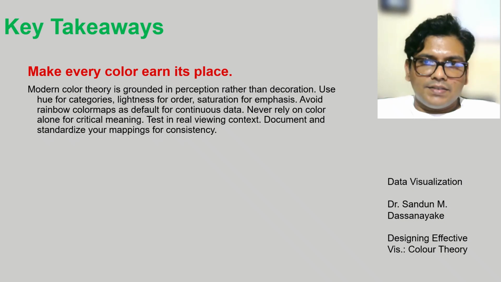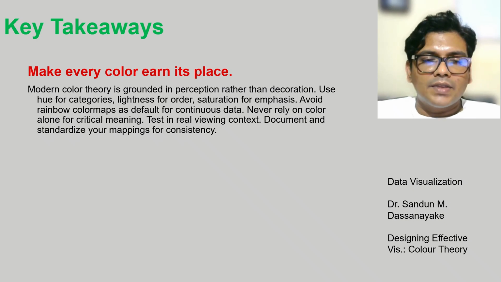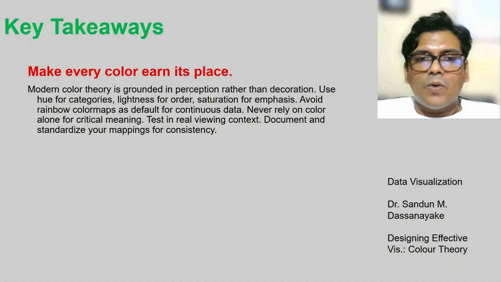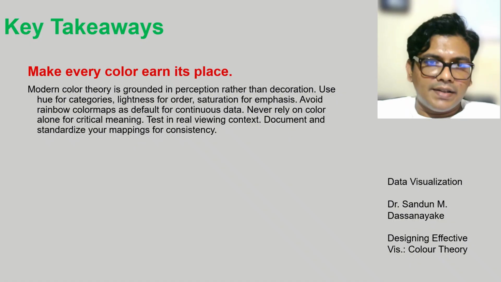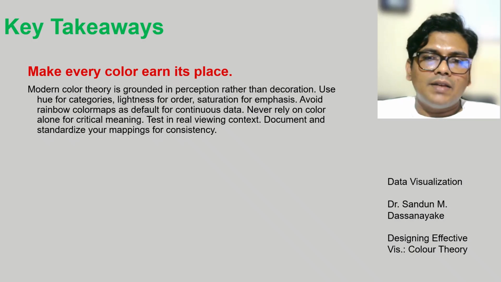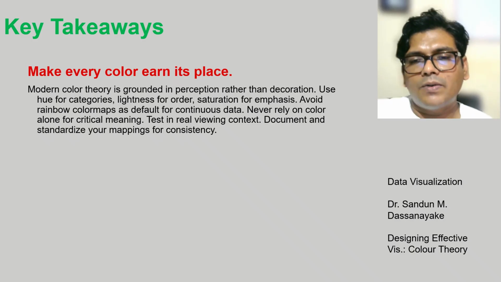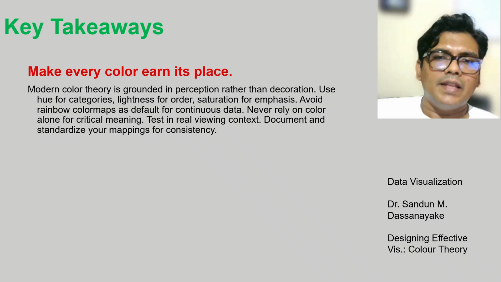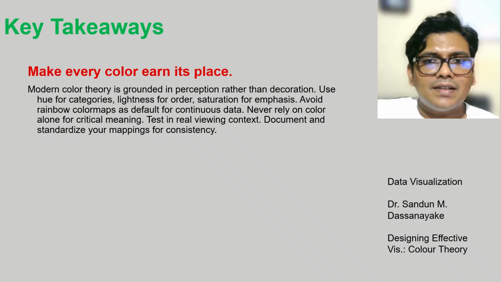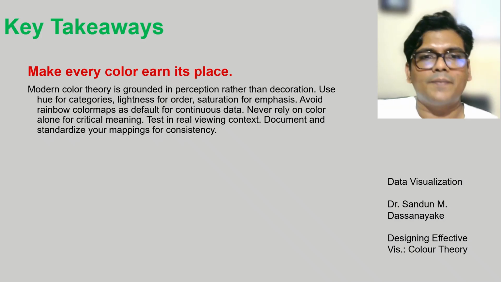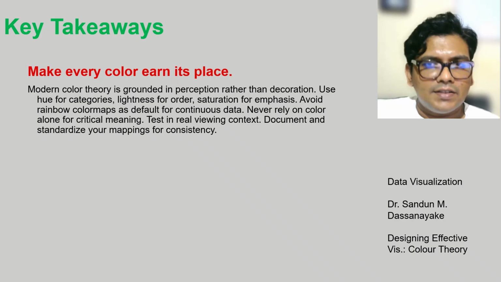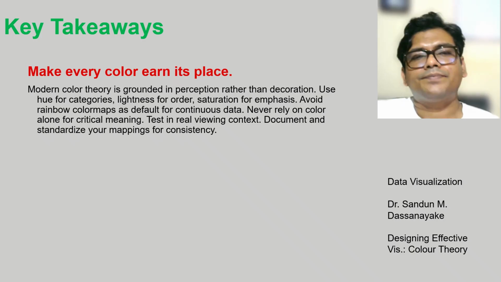So as a final summary to carry with you, use hue for categories. Use lightness for order and quantity. Use saturation to direct attention. Avoid rainbow color maps as your default for continuous data. Never let color be the only thing carrying a critical piece of meaning. And always test your palette in the real environment where it will actually appear.